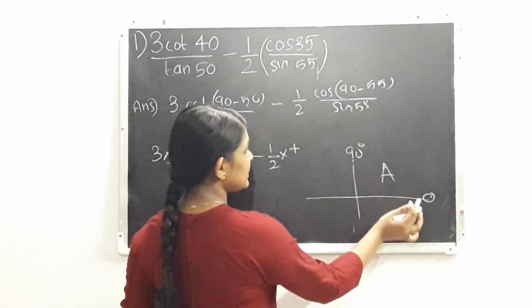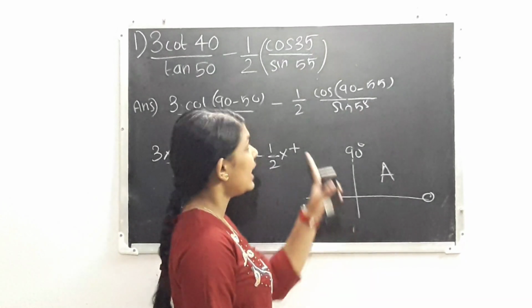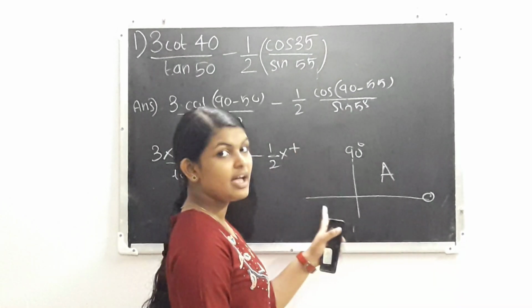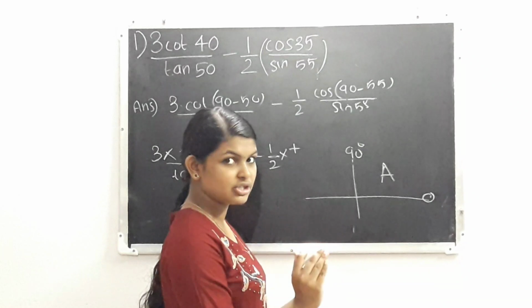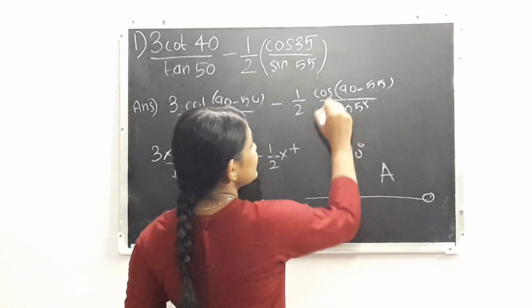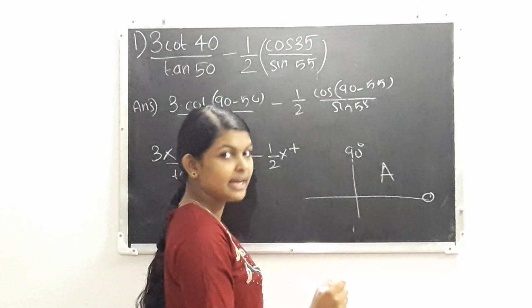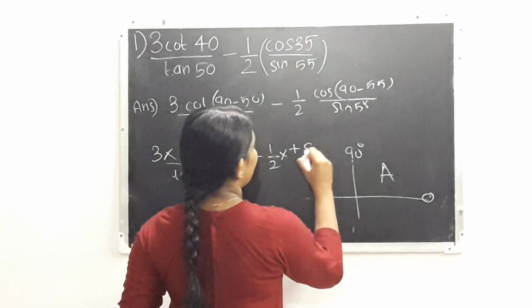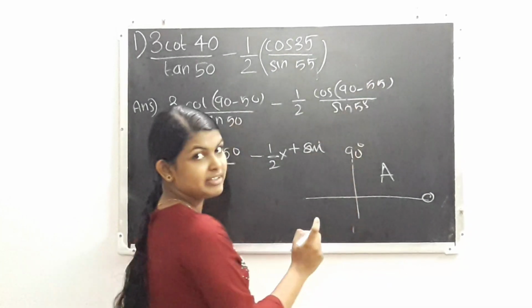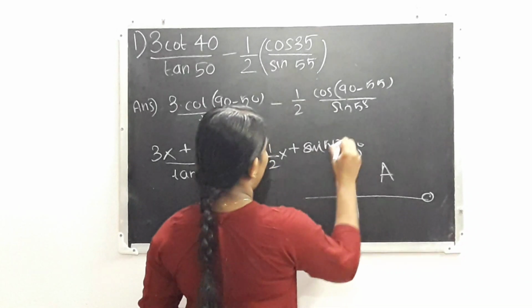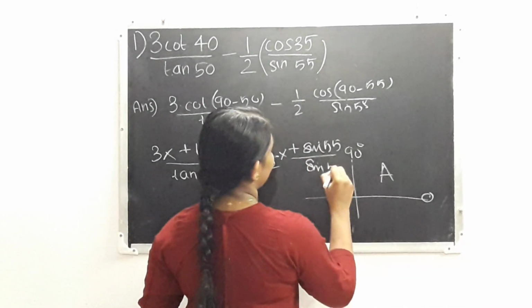Next, 90 minus 55. So the angle is of the form 90 plus or minus theta. So we have to change the trigonometric function to its co-function. That means cos will change to its co-function, that is sin. Okay. So sin theta. What is theta here? 55 is theta. Okay. So sin 55 divided by sin 55.